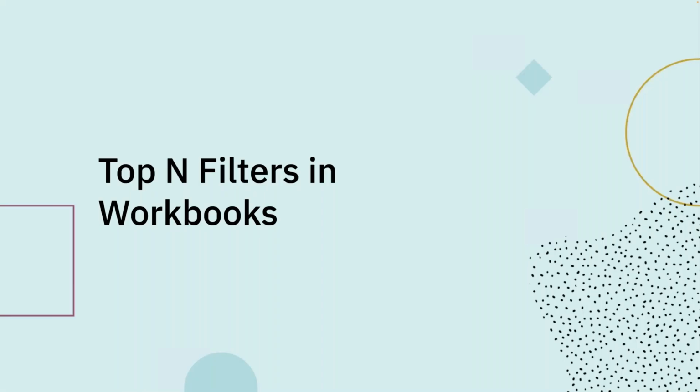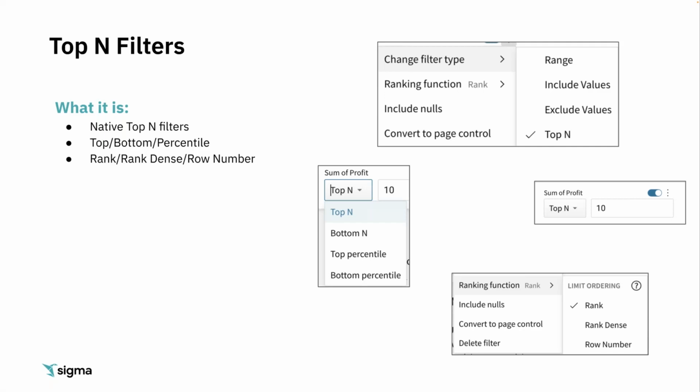Okay, so let's move on to top N filters in workbooks. If you were a customer from the worksheet and dashboard era, you remember that we had top N filters built into dashboards, but we haven't had them in workbooks up until very recently. We were able to work around this by using ranking functions and regular filters, but it's a bit tedious and also not as flexible as this new feature. So what we've done in workbooks is taken all the goodness from the original top N filter, put it in the workbooks, and we made it better in the process.